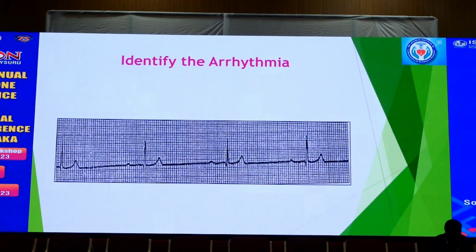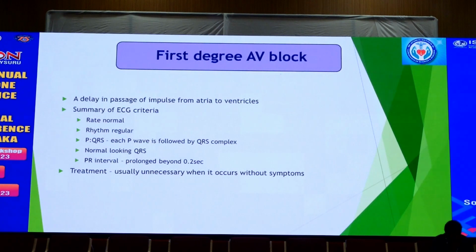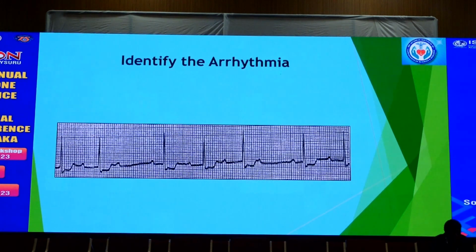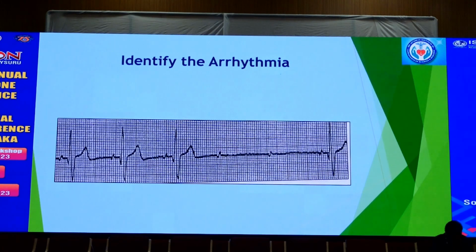So can you identify this rhythm? Your PR interval is prolonged. It is more than 0.22 seconds. It's a first-degree heart block. Coming to this, you have progressive prolongation of the PR interval with a missed beat. This is the Mobitz type 1 block. Here, you have no progressive prolongation, a fixed PR interval with missed beats. This is the Mobitz type 2 heart block.